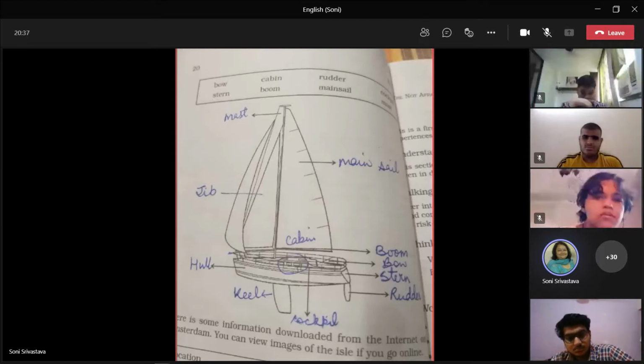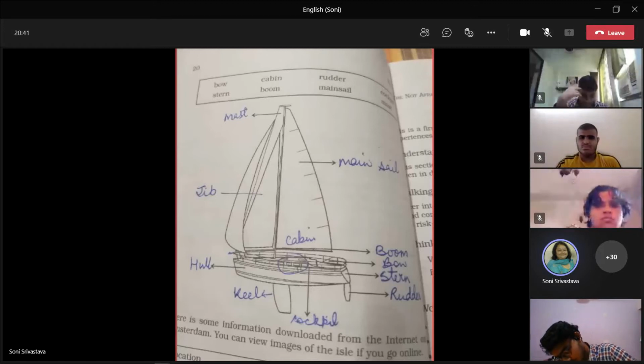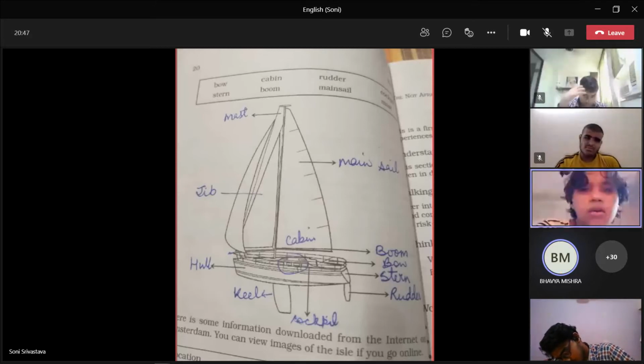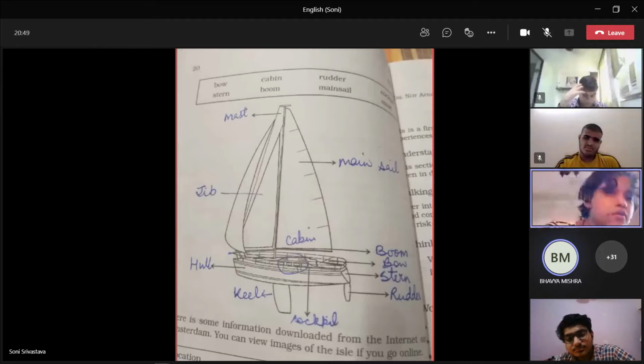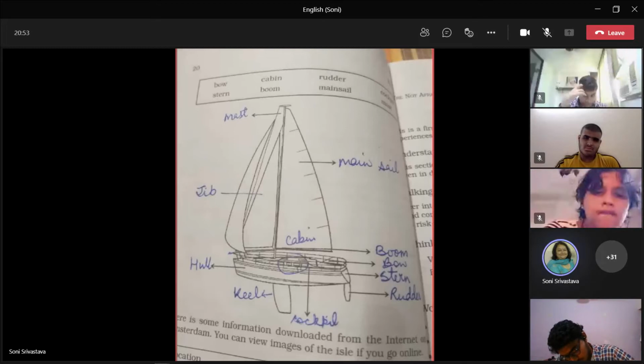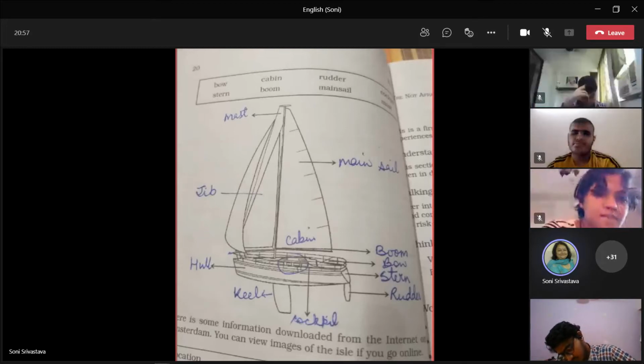The cockpit actually. Then boom, bow, stern, rudder, keel, and hull, and zip. This is how it will be. Excuse me, ma'am, in your diagram, stern was on the opposite side of the boat. Doesn't matter, because when you sail, you can sail from the other way around also. It depends on the wind direction.